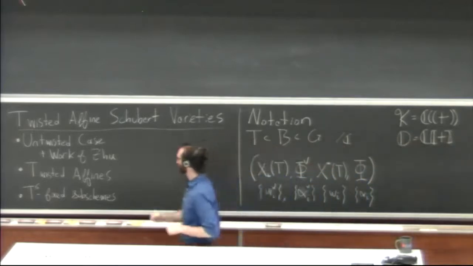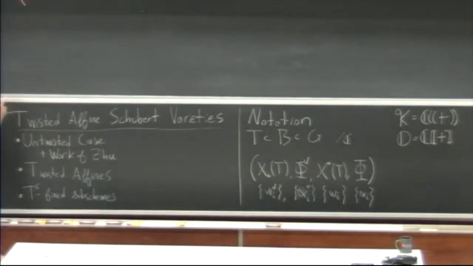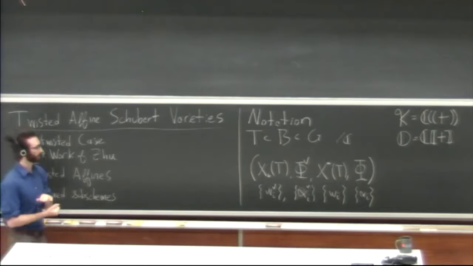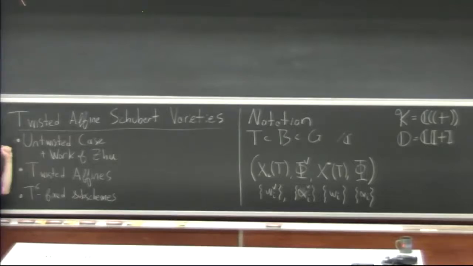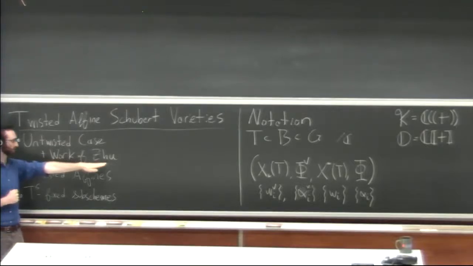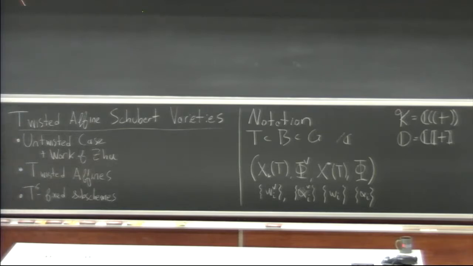Yeah, so the plan for my talk: I want to discuss twisted affine Schubert varieties, and in particular, I want to discuss some results about global sections of sheaves on twisted affine Schubert varieties. So the plan of the talk is first to discuss the analog in the untwisted setting that this is generalizing. This is work of Shenwen Zhu that he completed in, I believe, 2007.